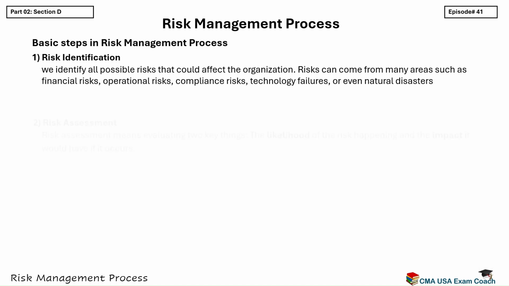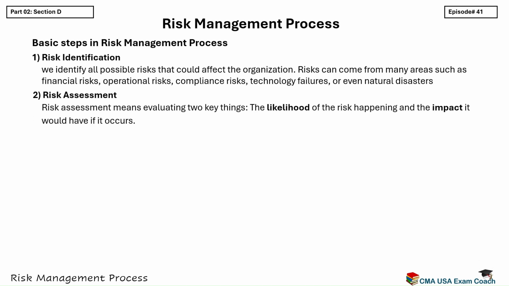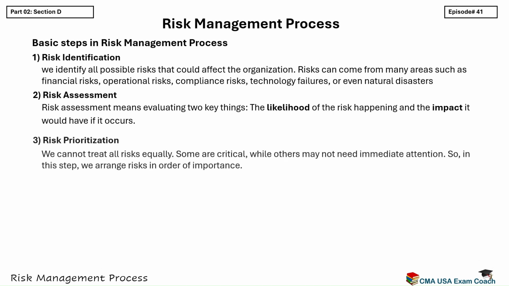Step 2. Risk assessment. Once risks are identified, the next step is to analyze them. Risk assessment means evaluating two key things: the likelihood of the risk happening, and the impact it would have if it occurs. This helps us to separate small, manageable risks from those that could seriously affect the business. For example, a delay in a small project may have low impact, while a cyber attack can have a very high impact.